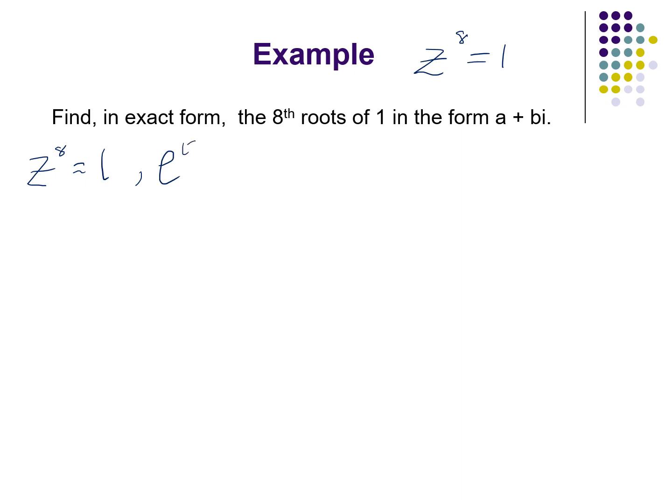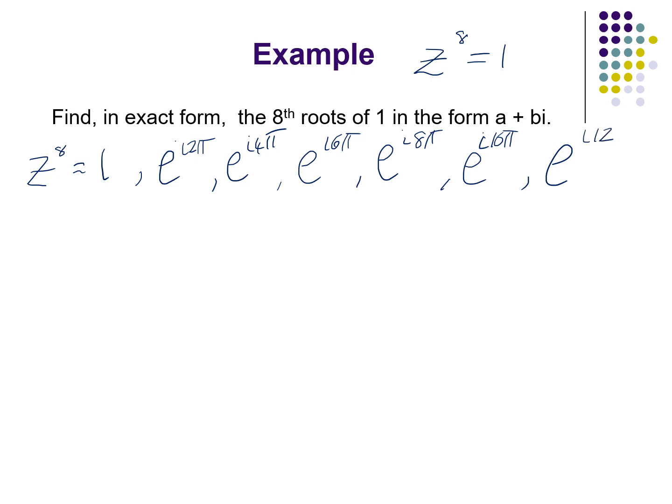So what I need to do is add 2 pi, but I need to get 8 answers. So lots of answers: 1, 2, 3, 4, 5, 6, 7, and then my last one, 8, e to the i 14 pi.